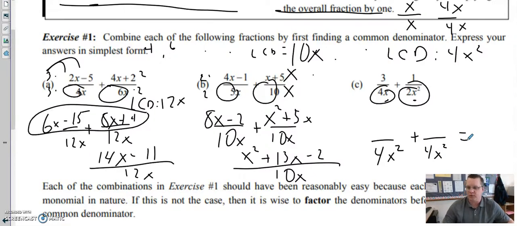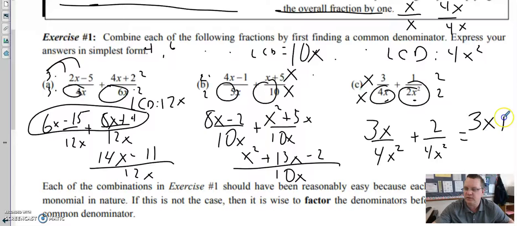All right, so then you multiply this first one by x over x, so I have a 3x. The next one I'm multiplying by 2, so I have a 2. So it is just 3x plus 2 all over 4x squared.